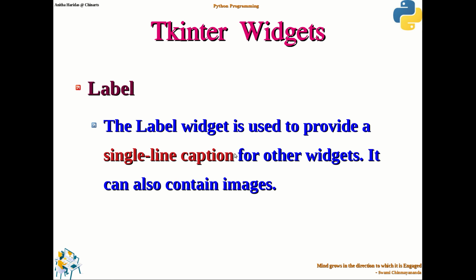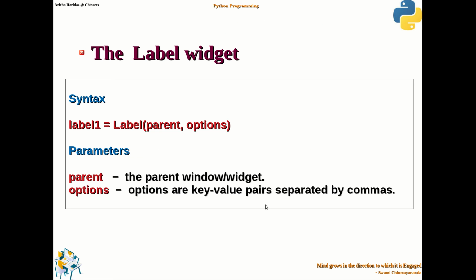So the next widget that we are going to discuss is the label widget, which we had already seen in our previous examples. Label widget is nothing but it will provide you a single line caption for other widgets, right? So if you want to give username, password as the caption for the entry widgets, then we have to use the label widget, okay? And it can also contain some images. You can add some images to the label. And this is the syntax.